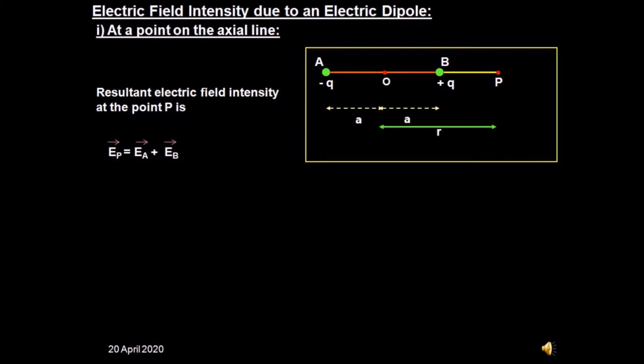P's distance is always taken from the center of the dipole and it is r. So OP distance is r. Now our target is to find the net electric field at point P due to this dipole, that means due to two charges. What is the procedure? We will consider the charges one by one.